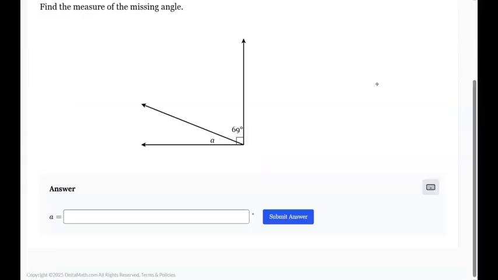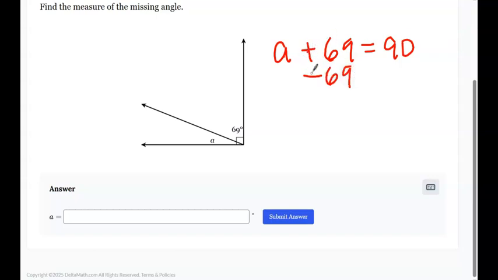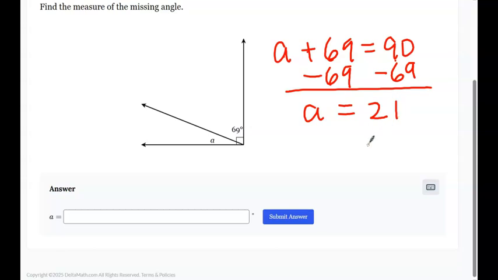Again, we see this 90-degree angle box, so we know that angle A plus 69 degrees is equal to 90. Use our inverse operation of subtraction. Use subtraction on both sides. That's called the subtraction property of equality. And we'll find our missing angle measure.